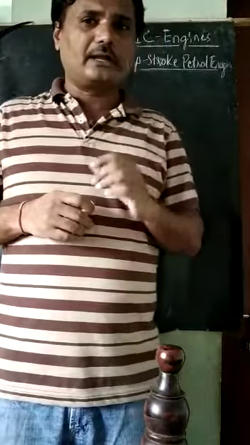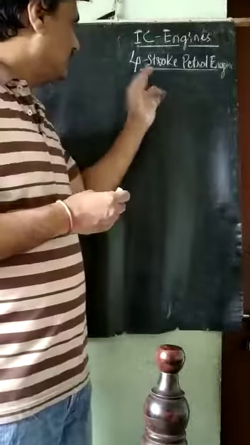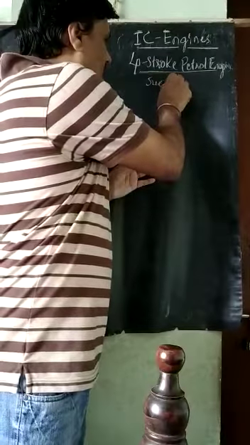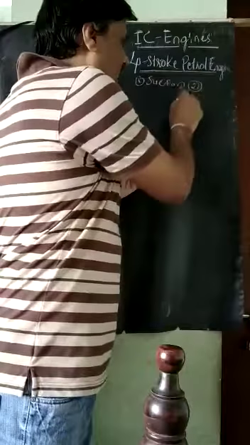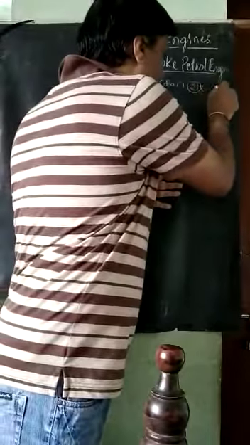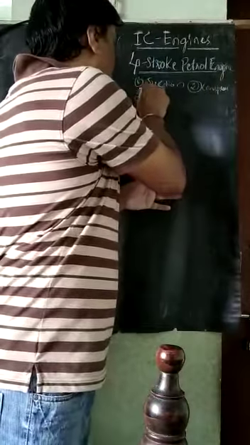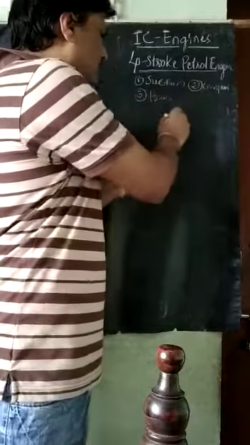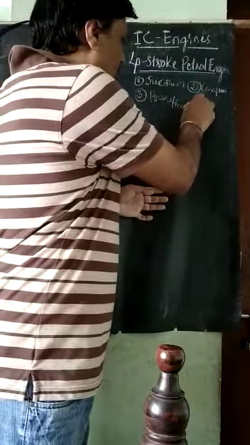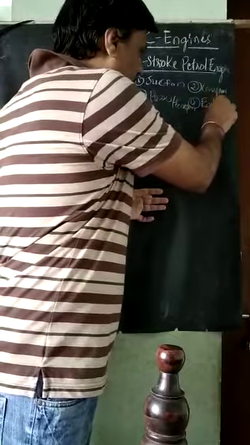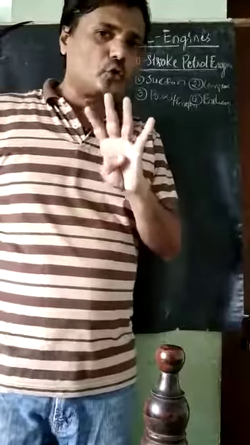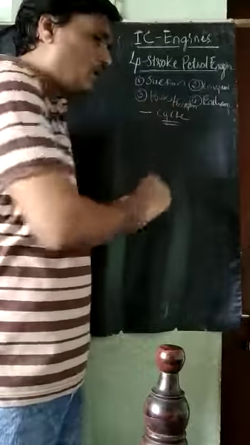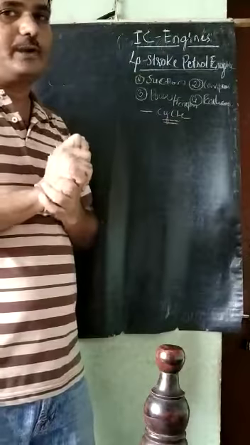What are the 4 strokes taking place in this case? Stroke 1 is called the suction stroke. The second one, after the suction stroke, is the compression stroke. The third one, after the compression, is the power stroke, or sometimes it is also called the expansion stroke. And the fourth one is called the exhaust stroke. These are the 4 strokes taking place in one cycle.